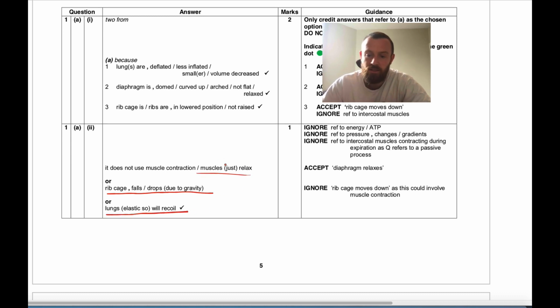So yeah, those are the things that we said. You need to be specific though. Always look at what it says to ignore, because you want to check that you didn't say that. Often students won't get marks because they won't be quite specific enough, like this. Rib cage moves down, as this could involve muscle contraction. It doesn't necessarily say that it's passive.